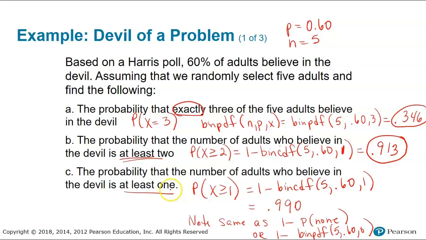Here's an at least 1 problem. So in the past, when we did at least 1, we would do 1 minus the probability of none, which is the same thing as 1 minus the probability that all don't believe, okay? And so we would set it up like that in chapter 4. But now that we've moved on to talking about these binomial distributions, we can treat at least 1 as simply greater than or equal to 1, and then just do it like we've been doing here. So 1 minus the binomial CDF.